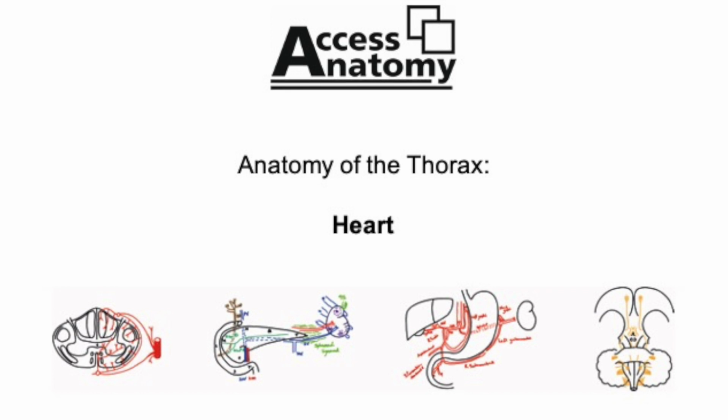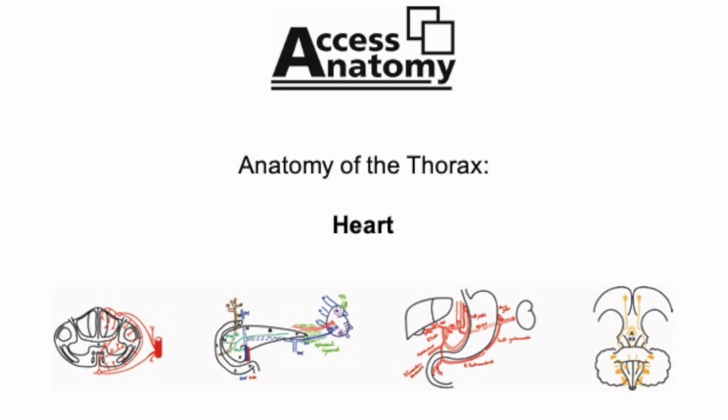So now let's turn to the external features of the heart. The heart has three surfaces: a base, an anterior surface, and an inferior or diaphragmatic surface. And it also has three distinct borders: a left, a right, and an inferior border. But let's look at the surfaces first.